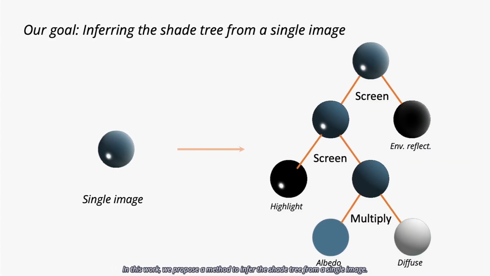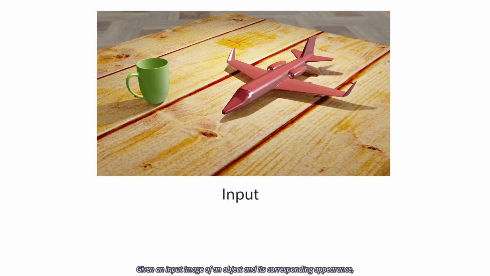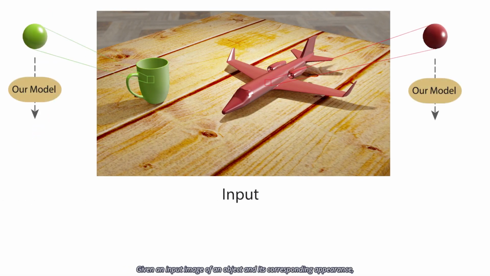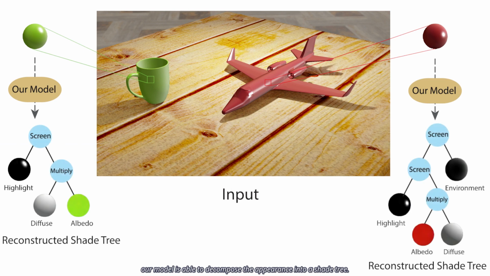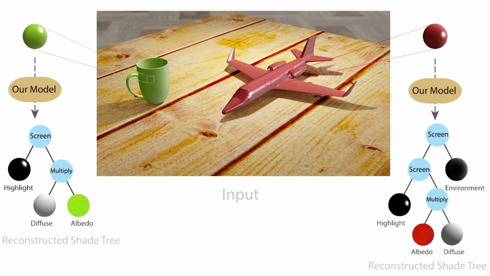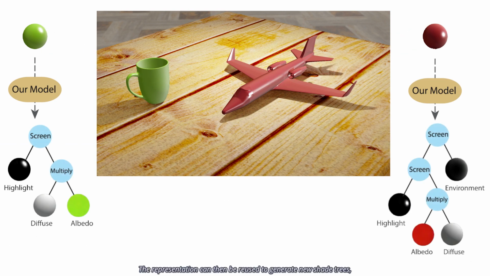In this work, we propose a method to infer the shade tree from a single image. Given an input image of an object and its corresponding appearance, our model is able to decompose the appearance into a shade tree. The representation can then be reused to generate new shade trees, enabling images to be edited intuitively.